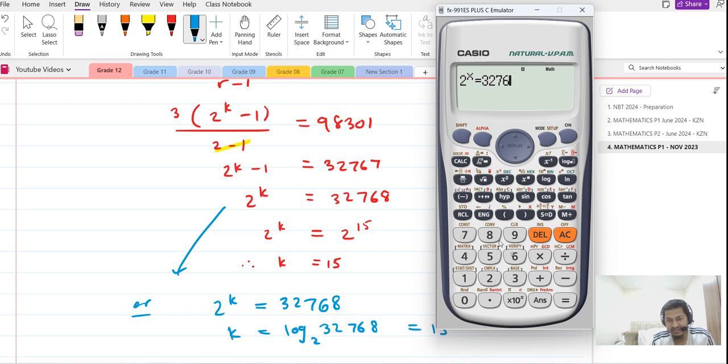32768 and press shift solve, and see, you get an answer which is, it's going to take long. Okay, we got a problem here. 32768, 2 to the power x equals, shift solve. Okay, this is not going to work out, right? It's not going to give me an answer. I don't know why. Let me know in the comments.